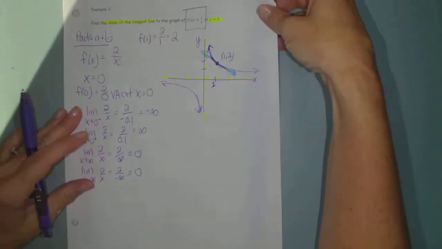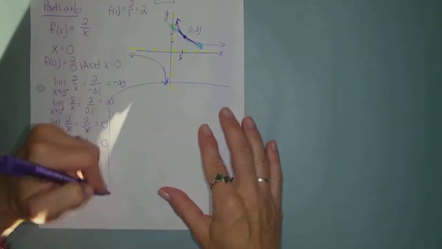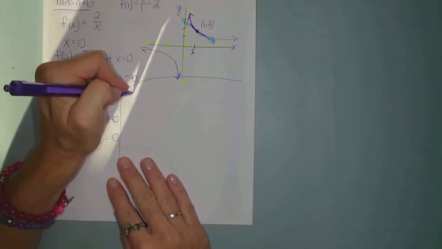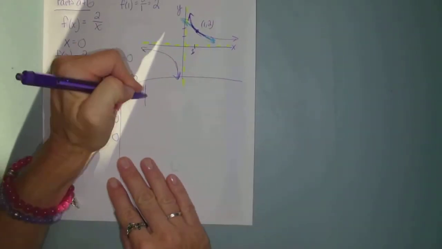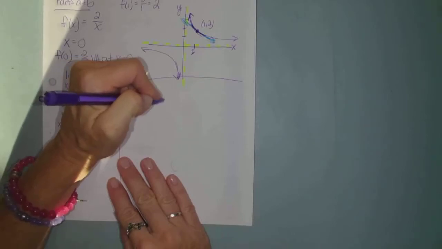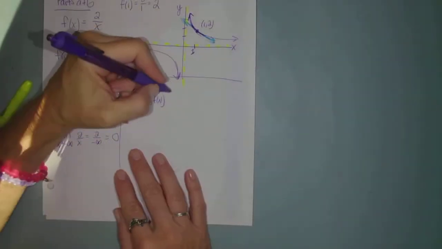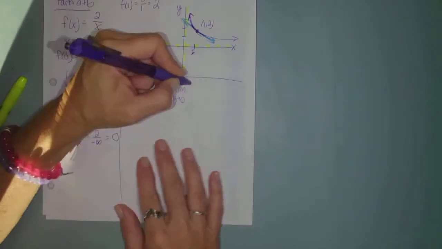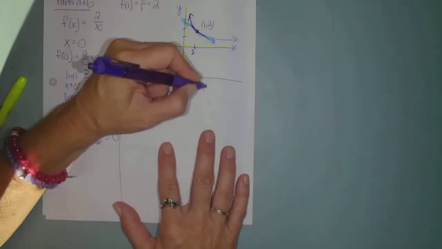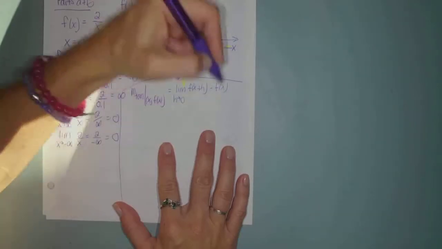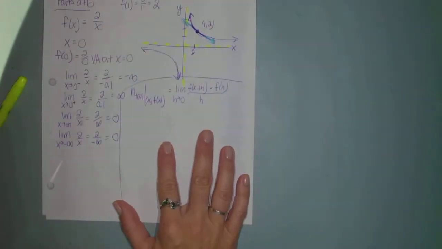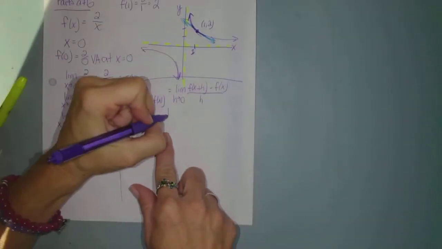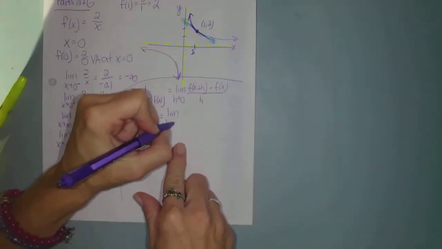So let's go ahead and start in. I'm going to kind of section this off. Let's start in with our derivative formula. It starts like this. Slope of the tangent line at any point x, f prime of x, is equal to the limit as h approaches 0 of f of x plus h minus f of x, all over h. Now we start in with our limit. So we have the limit as h approaches 0.